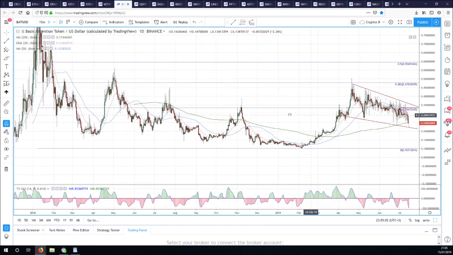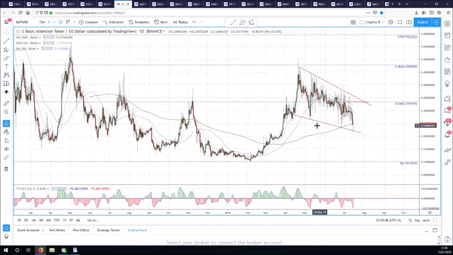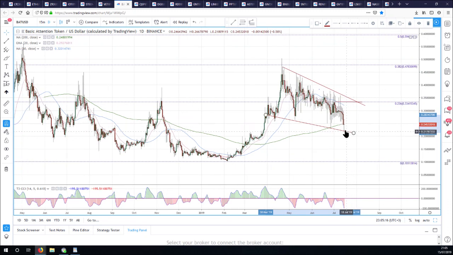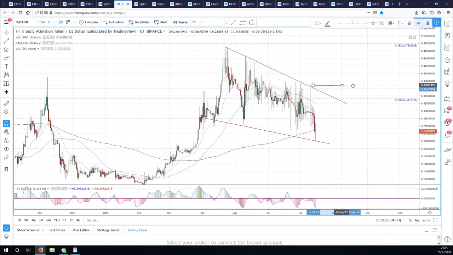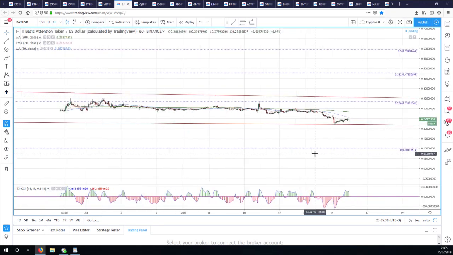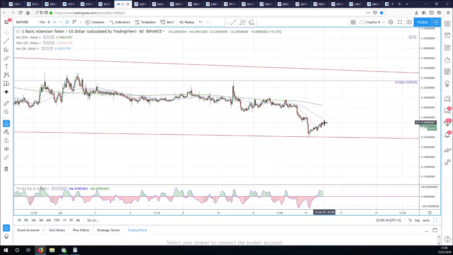Now, it looks pretty dire today, doesn't it? But in the good news section, we've done a third touch of our trend line on the base here. So that's good news. Okay, first off. And we've had a really good look underneath the 200-day moving average and rallied all the way back again. That's a really good look too. I really like the look of this basic attention token. So for me, here's our lovely bounce off these lows.